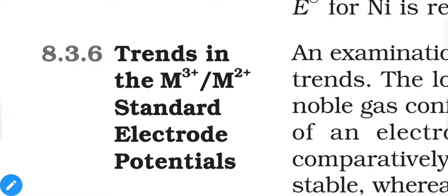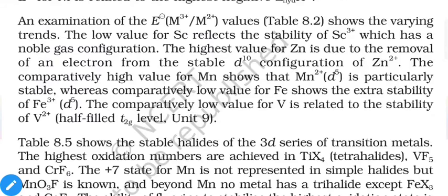Next, trend in M3+/M2+ standard electrode potential. An examination of electrode potential +3 to +2 values, that means it is again reduction but with a different oxidation state, shows a varying trend. The low value of scandium reflects the stability of +3, which has a noble gas like electronic configuration.